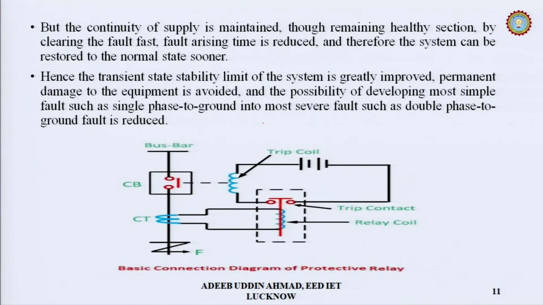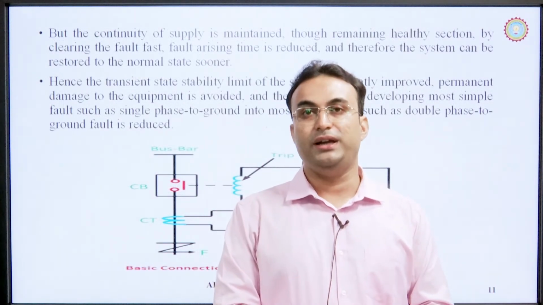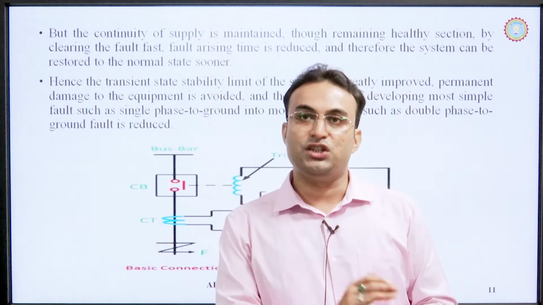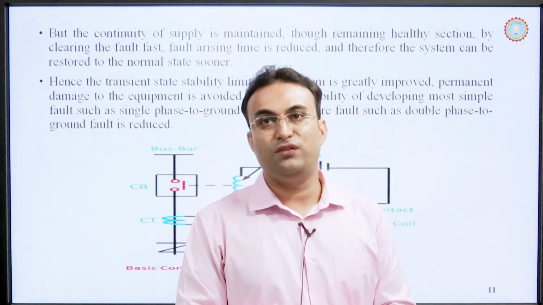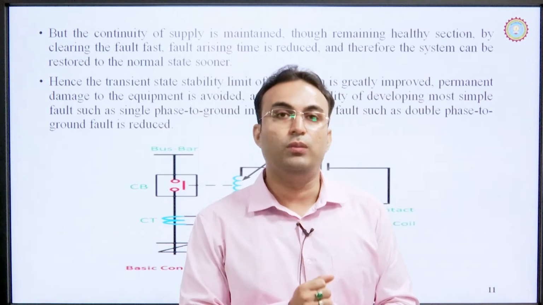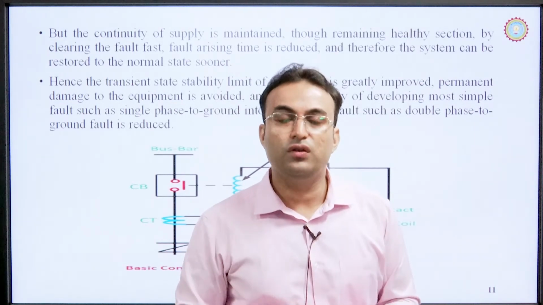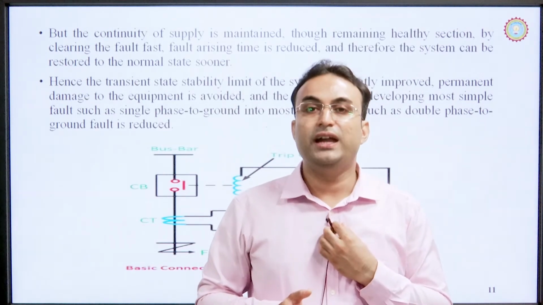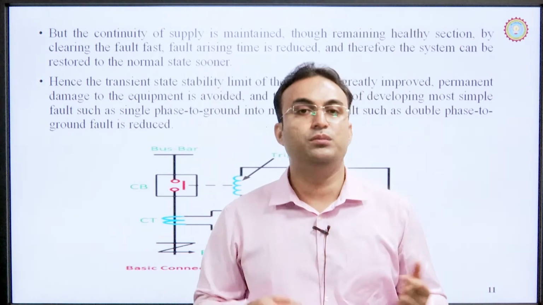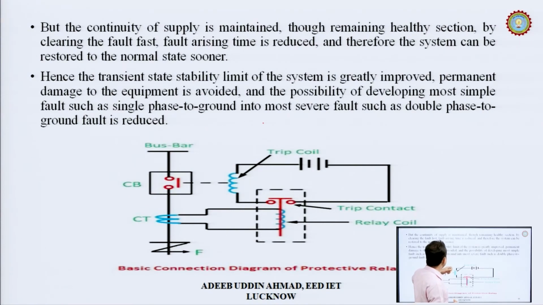Now, the continuity of the supply is maintained, that is very important, that the continuity of the supply is always maintained through the remaining healthy section. By clearing the fault fast, the arcing time is reduced, and therefore the system can be restored to the normal state sooner. So, that is very important, how fast we can separate our faulty section from the healthy section. That is why. Now, after that, the transient stability limit of the system is greatly improved.